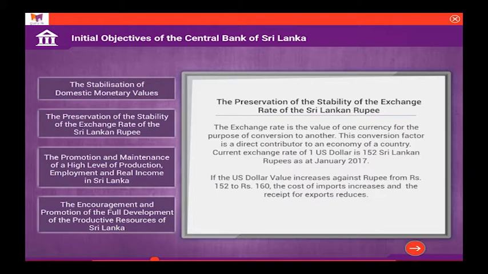If the US dollar value increases against the rupee from 152 rupees to 160 rupees, the cost of imports increases and the receipt for exports reduces. That is why when the exchange rate increases, there is a tendency that the price of fuel increases, since fuel is not produced in Sri Lanka but we import them from abroad.